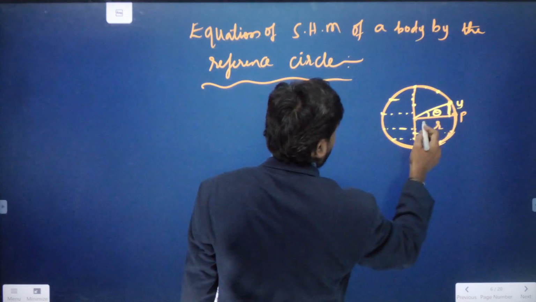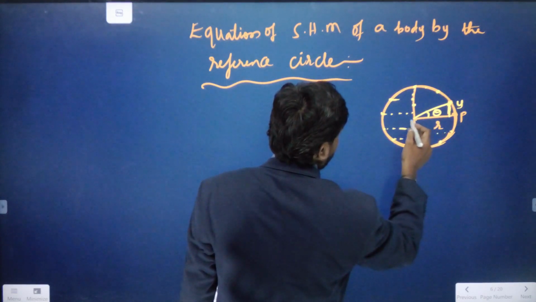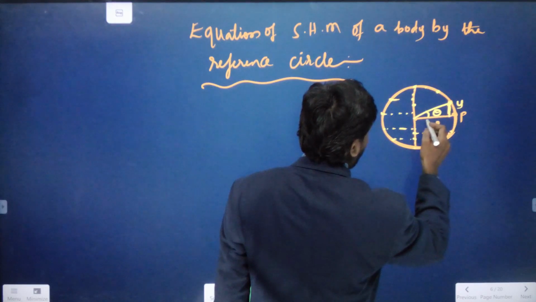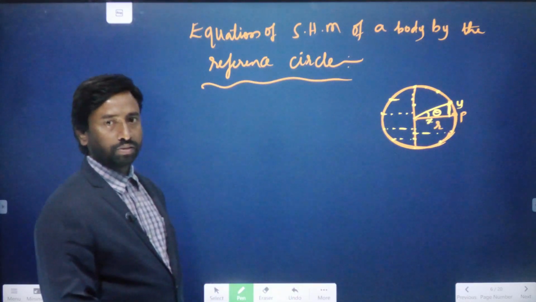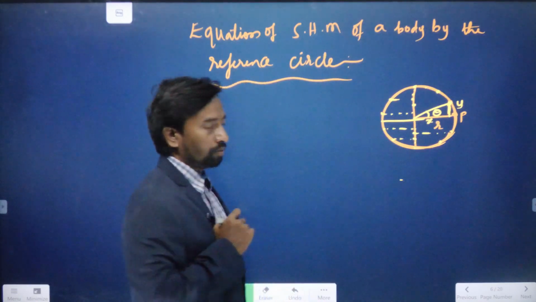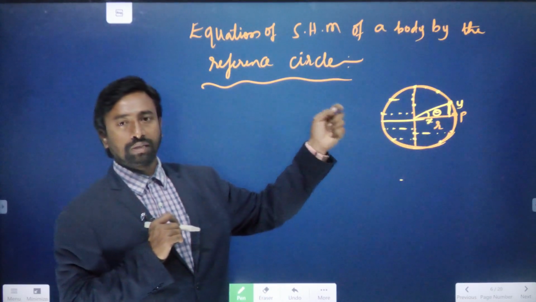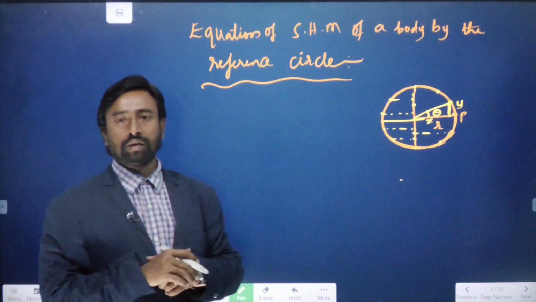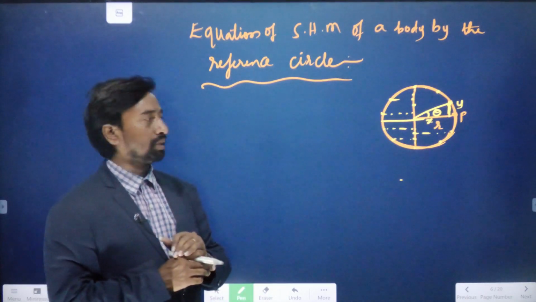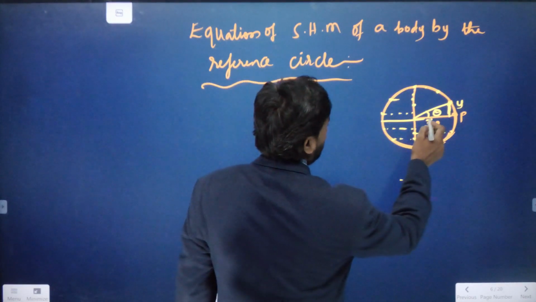This is the vertical projection of the particle, and we can also write the horizontal projection at the same time. This distance is the horizontal projection of the body. The horizontal projection also has vibratory motion about the mean position, okay? So whenever the particle is moving in circular motion, both the vertical projection and the horizontal projection vibrate about the center. Now, how to find x and y?